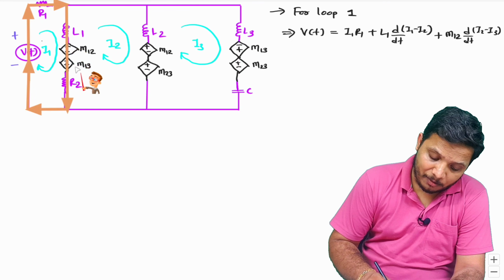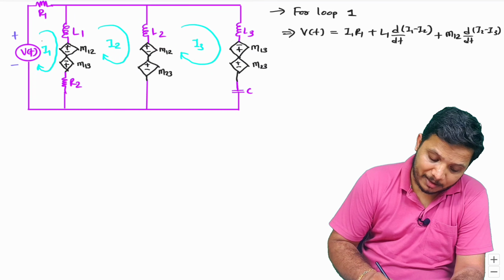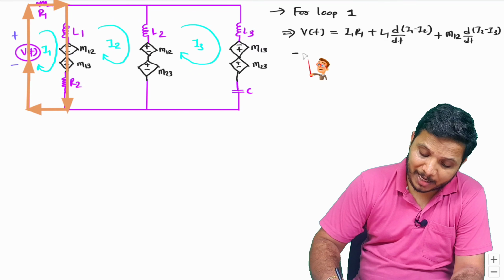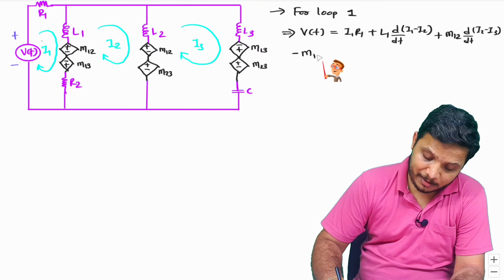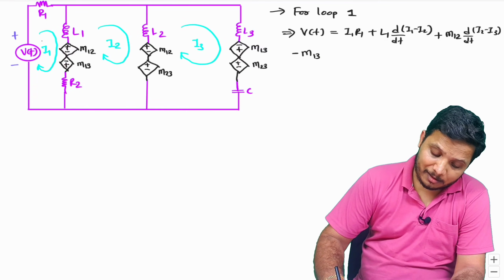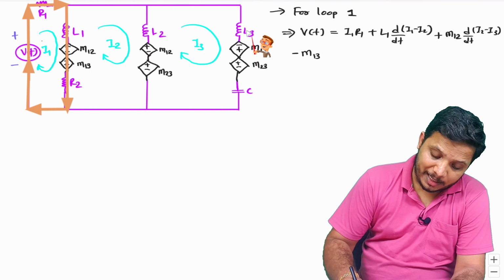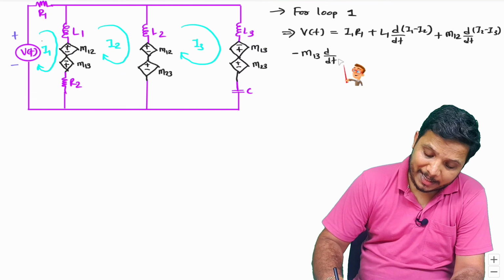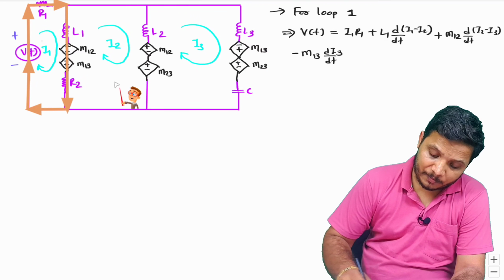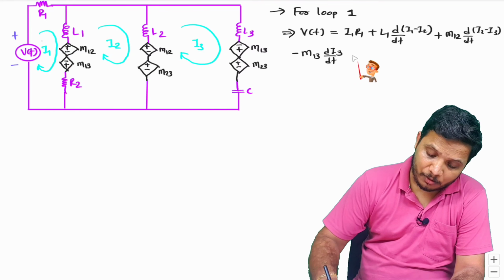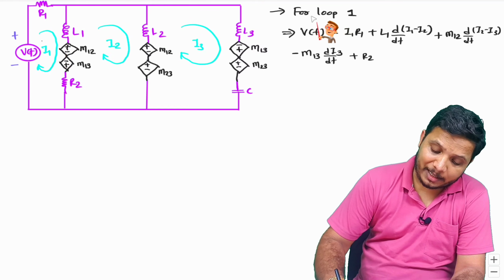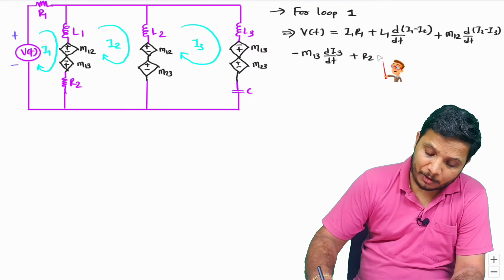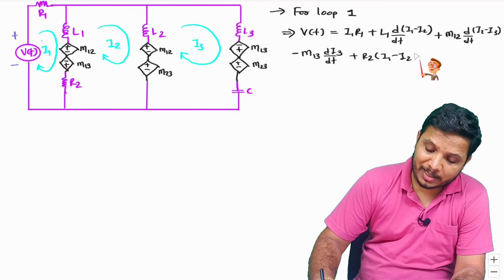After that we have M13 in I1, and it is having sign minus, so I am saying this is minus M13. Then M13 is there in between 1 and 3, and through 3 current is I3, so I need to say d by dt of I3. After that I am having R2, so plus R2, and current due to loop 1, that is I1 minus I2 through R2, so into I1 minus I2, that I need to write.